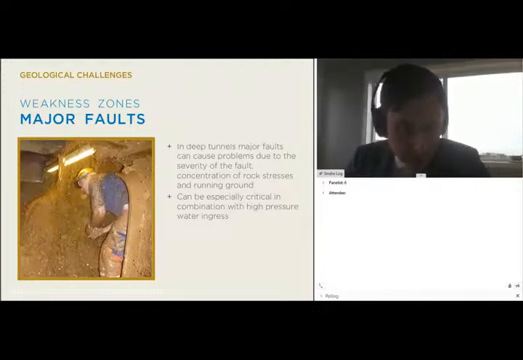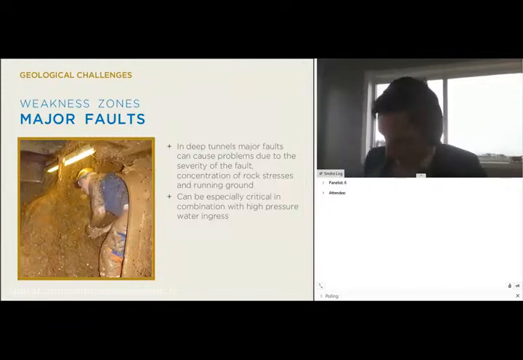This is a picture I took when I was in India once. Weakness zones can be difficult and certainly can be encountered in both projects with high overburden and projects without, which are not very deep. However, when encountered in deep tunneling, there are some aspects to the fault zones which can amplify the problems.